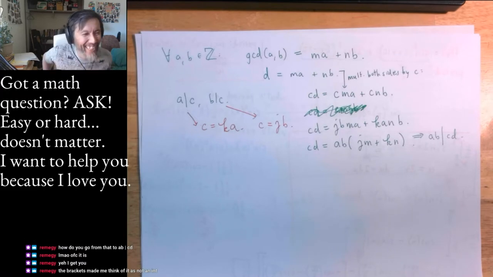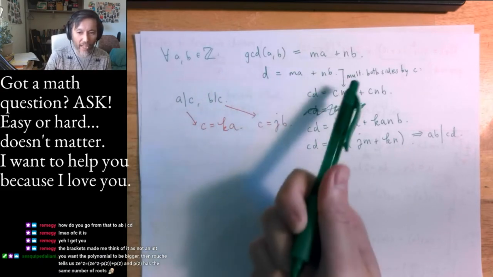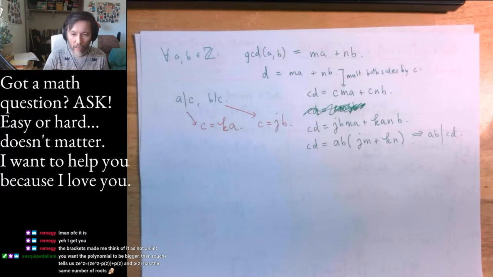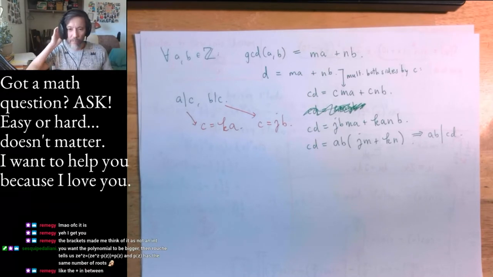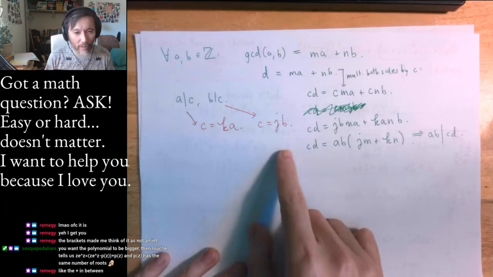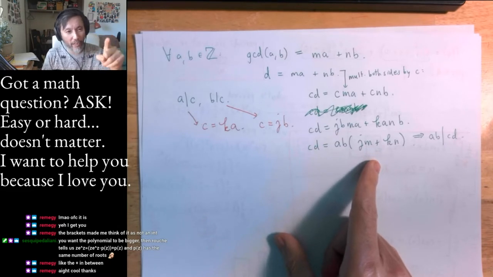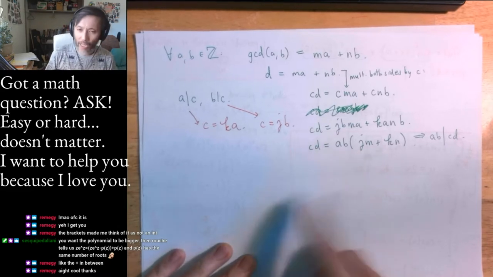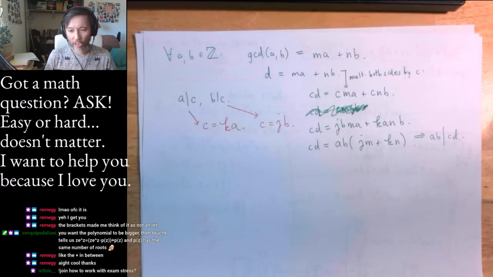The brackets. Yeah, maybe. No, these are integers here. K, J, M, and N, all of them are integers. Right. So remember, I don't know if you knew these words, but integers are a ring. So you can multiply them, you can add them together, you will stay in integers.